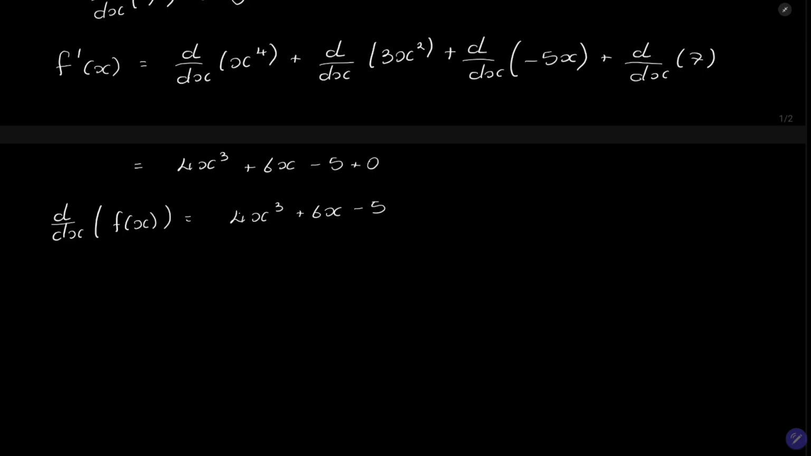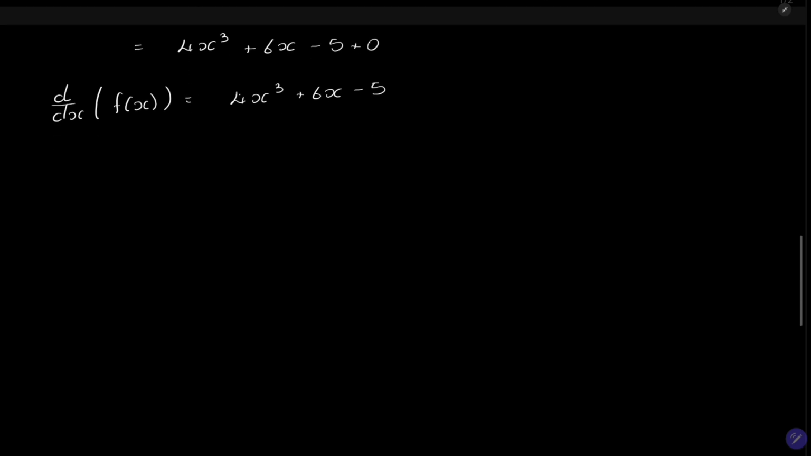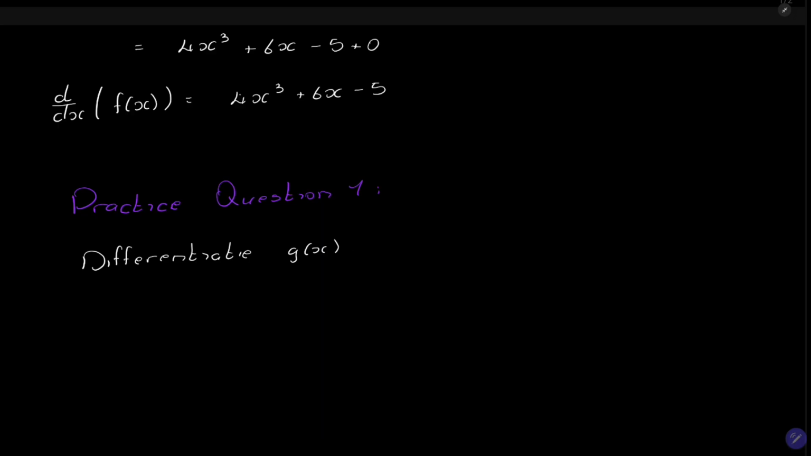Now we are going to move on to a second example, which is more of a practical question, in order to affirm that the notions which we have covered in this first example are well understood. So taking our second question, practice question 1. Differentiate g of x is equal to x cubed minus 4 on x plus the square root of x.